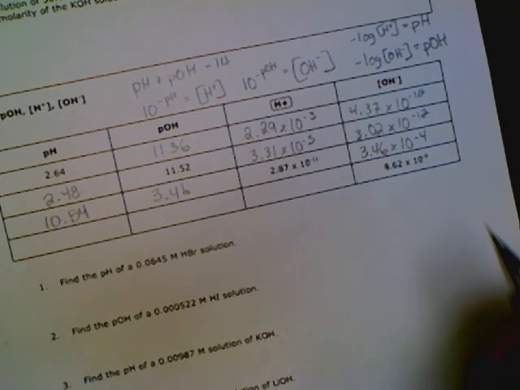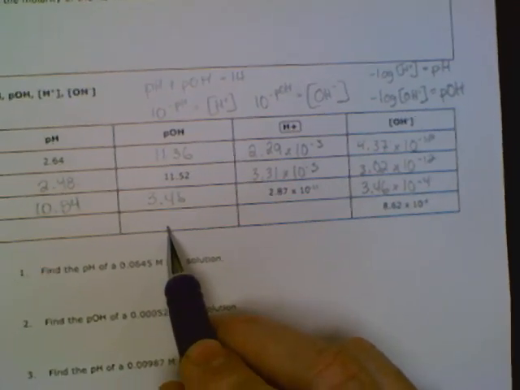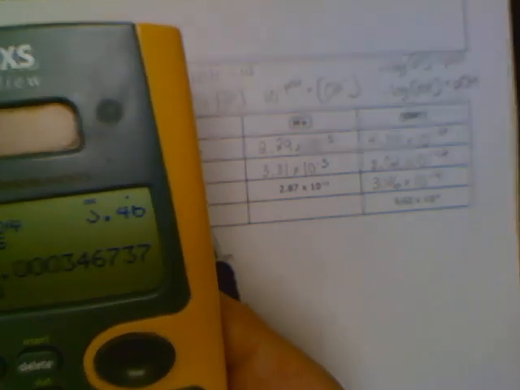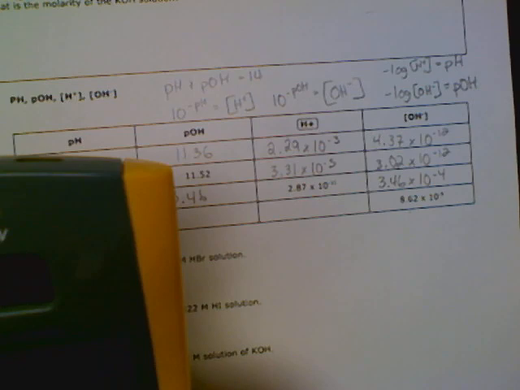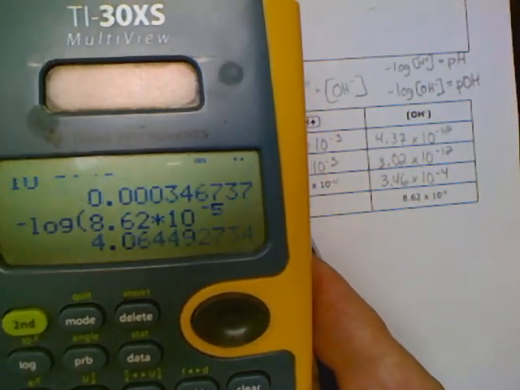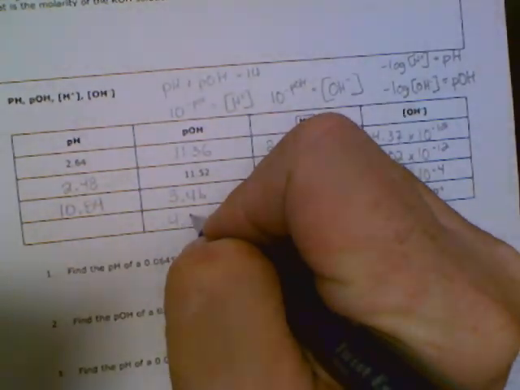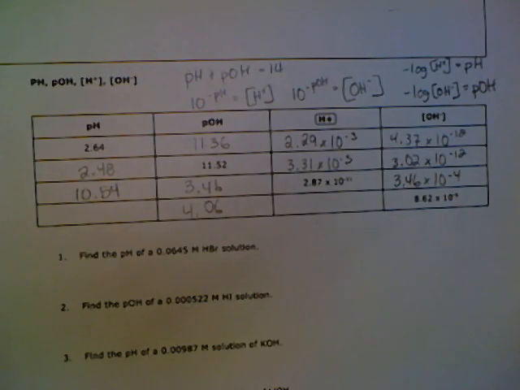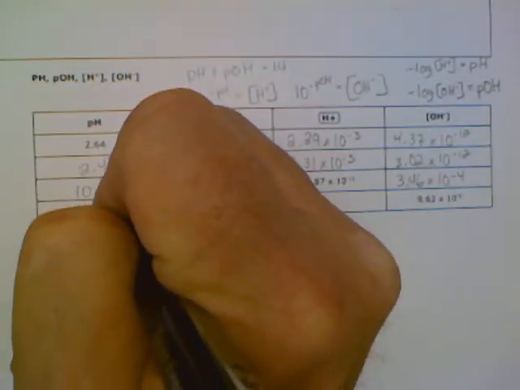Okay, now they've given me a hydroxide ion, so I'm going to calculate pOH by taking the negative log of that. So negative log 8.62 times 10 to the negative fifth power, enter. My pOH is 4.06. That means 14 minus 4.06 is, my pH is 9.94.